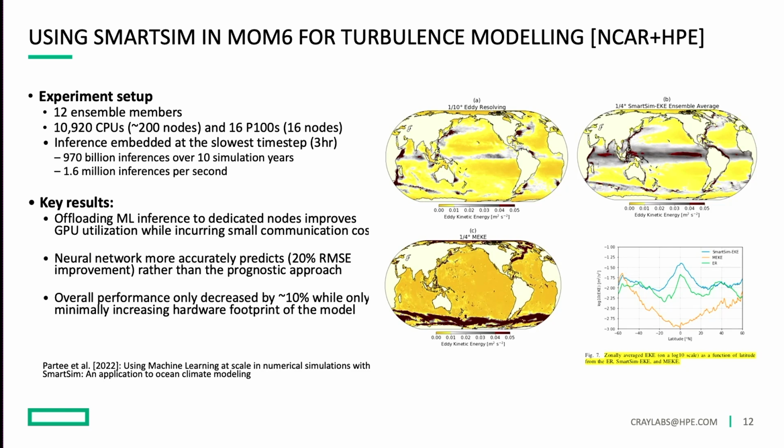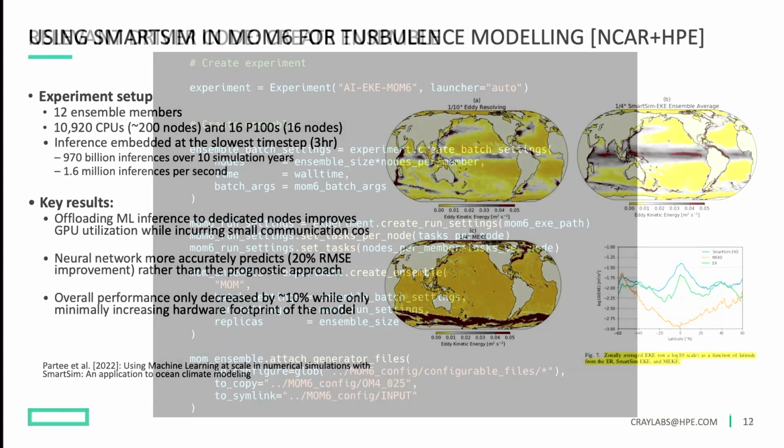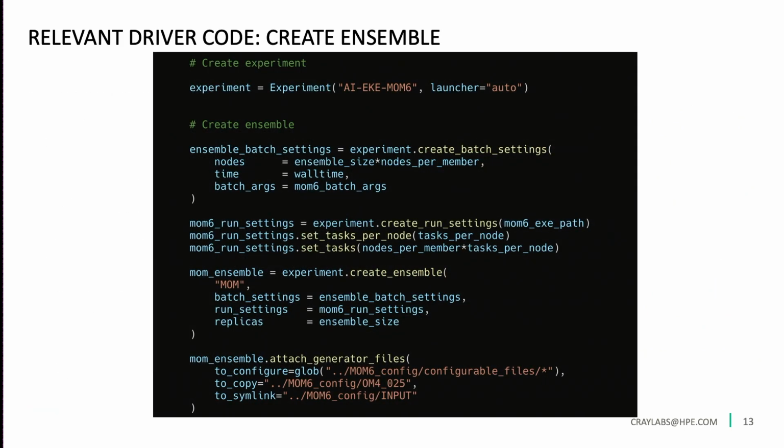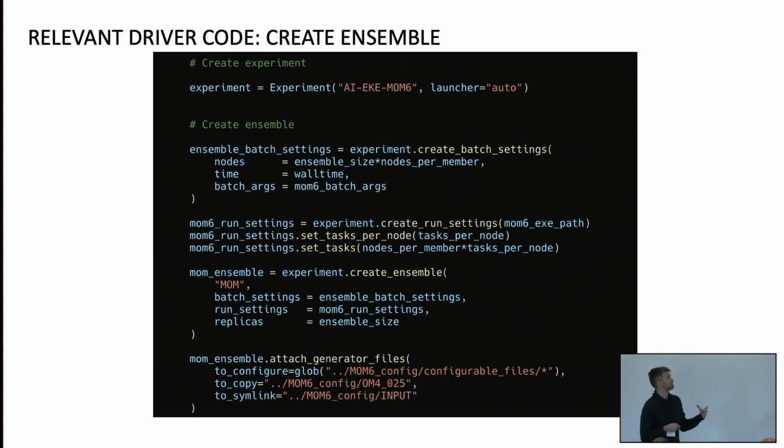And the overall performance only decreased by 10%, including the fact that we were running a large ensemble on the system compared to just one single execution of a simulation. In terms of code, what do you need to run a SmartSim-based experiment?